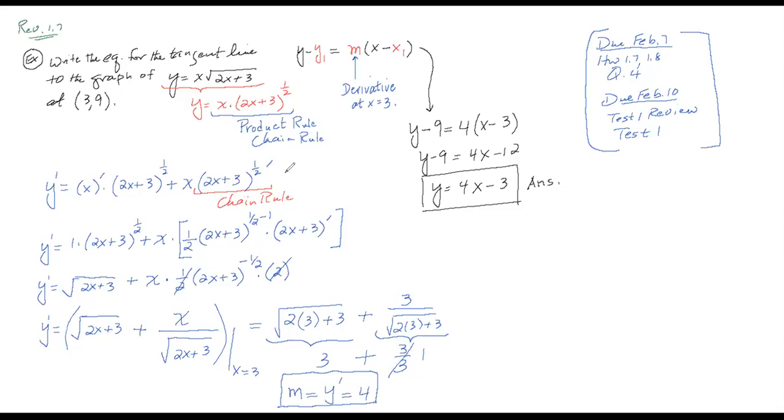All right, let's look at the next one. Okay, so this is all review of section 1.7. Let's say I give you y equals u cubed minus 7u squared, where u equals x squared plus 3.